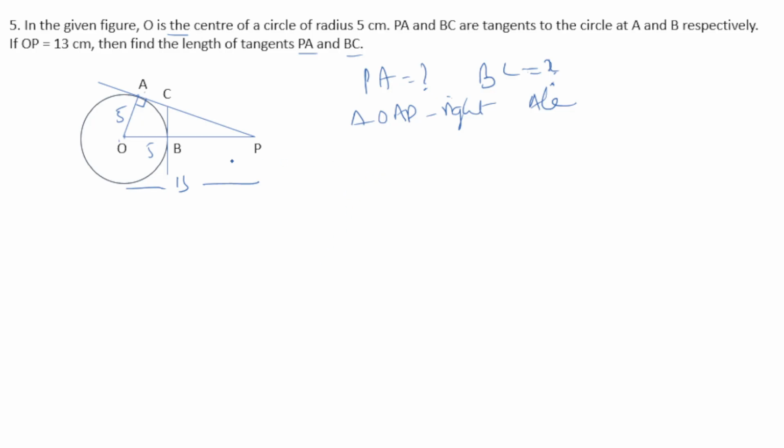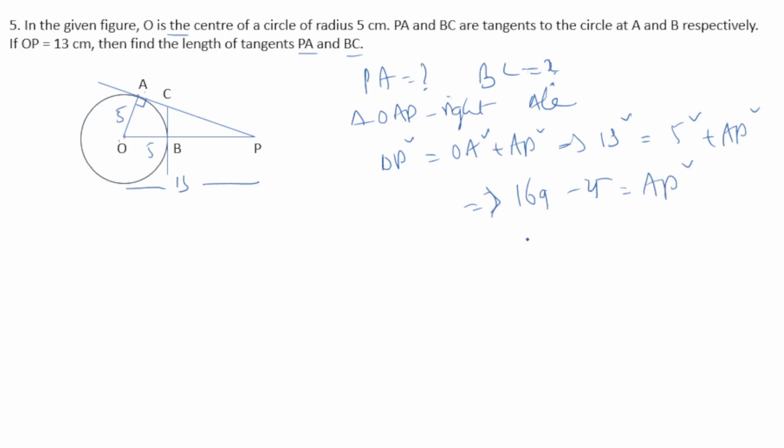So triangle OAP is a right angle triangle. And by using the Pythagoras theorem, we can find AP value. So hypotenuse square, it is OP square is equal to OA square plus AP square. We will get 13 square is equal to 5 square plus AP square. 13 square is 169 minus 25 is equal to AP square. 144 is equal to AP square. So here AP is equal to 12. This AP is equal to 12 centimeters. And we have to find BC value.